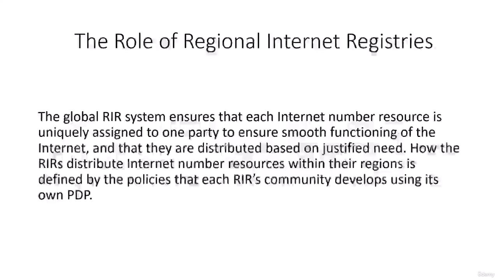Within their respective regions, RIRs provide services to administer, manage, distribute and register internet number resources, mainly to their members. The global RIR system ensures that each internet number resource is uniquely assigned to one party to ensure smooth functioning of the internet, and that resources are distributed based on justified need. How the RIRs distribute internet number resources within their regions is defined by the policies that each RIR's community develops using its own PDP.